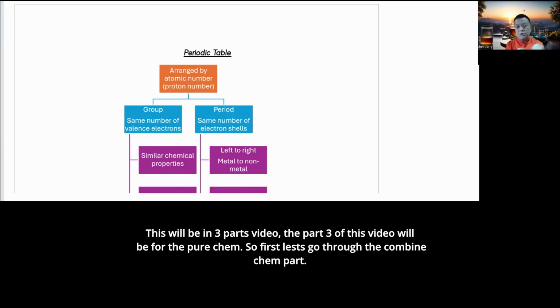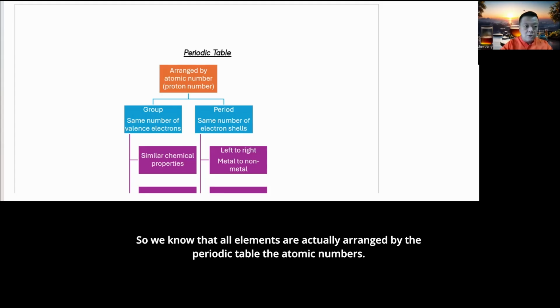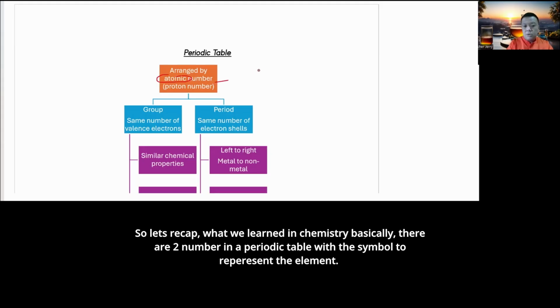Part three of this video will be more for pure chem. So first, let's go through the combined chem part, since whether combined or pure chem, you will still need to learn this. So let's go to the periodic table keywords. All elements are arranged by atomic number. So this is one of the keywords, the atomic number. It means the number of protons. So let's recap.